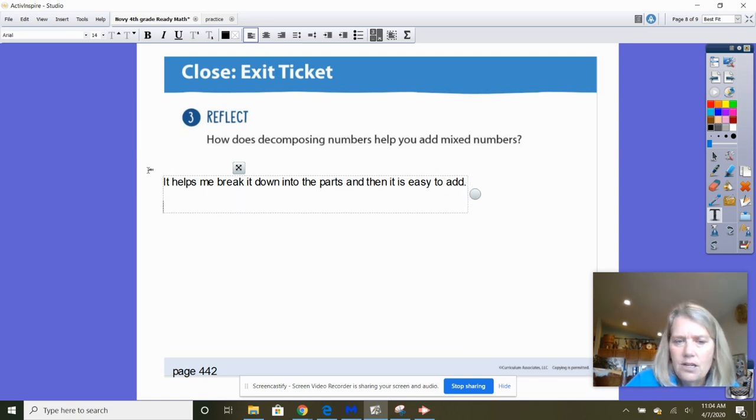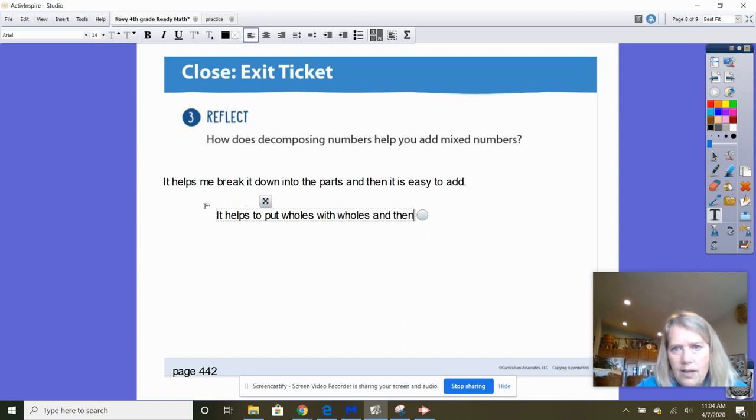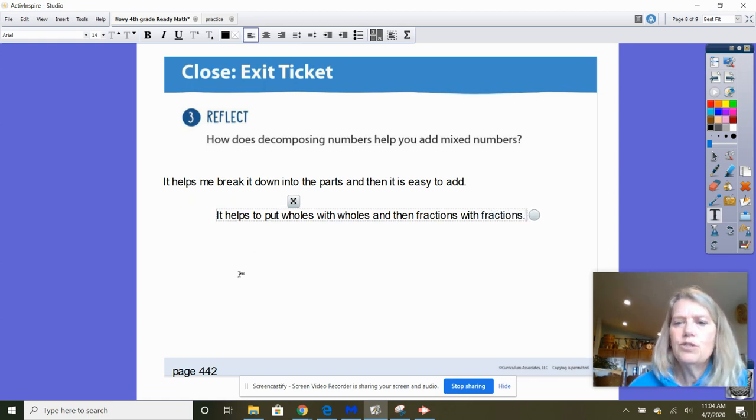It also helped to have the whole numbers together and then all the fraction parts together, and then to just add those parts when they're common denominators. So it helps to break down the parts. It's easier to add. It helps to put wholes with wholes, and then fractions with fractions. Okay, for the wholes, put them together, then we put the two fraction parts together, which you can always do. And when it's the same denominator, it's pretty simple.